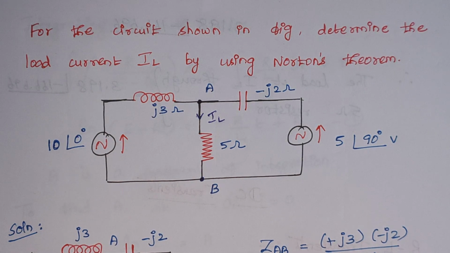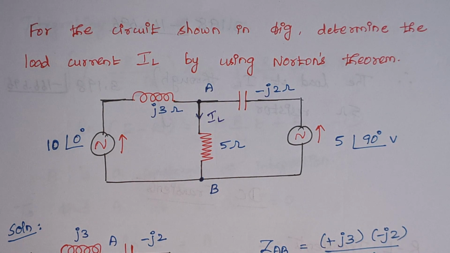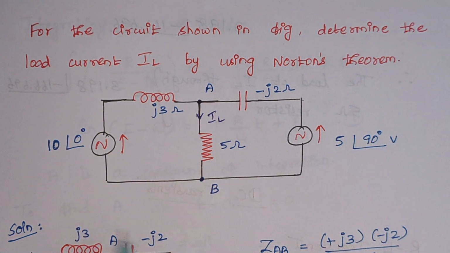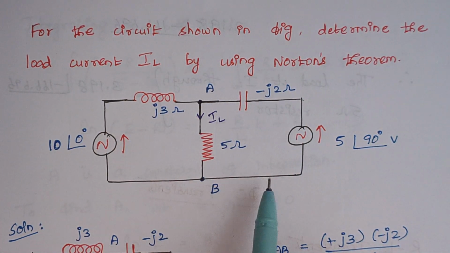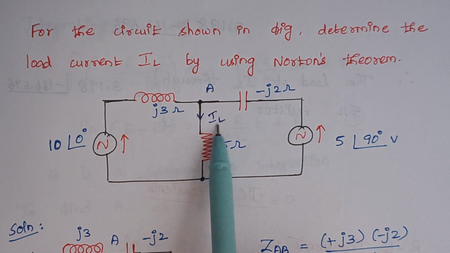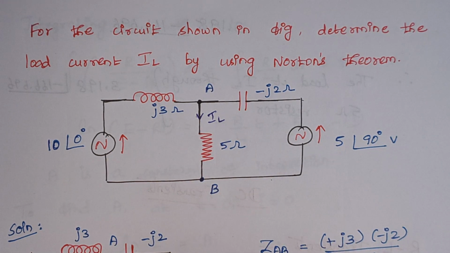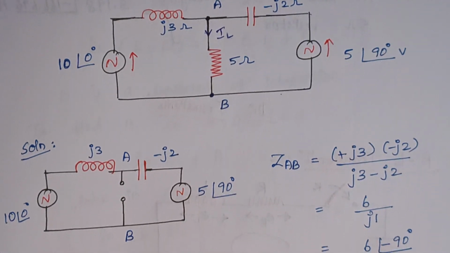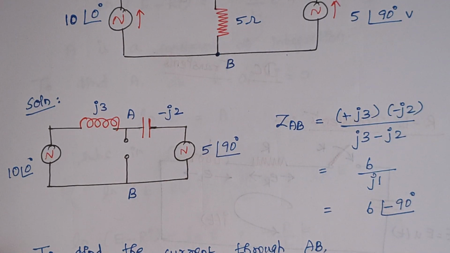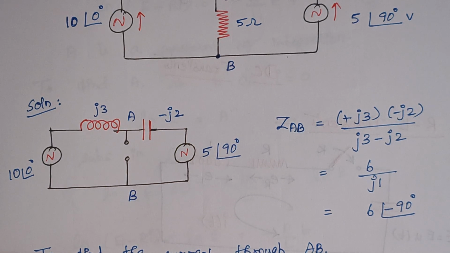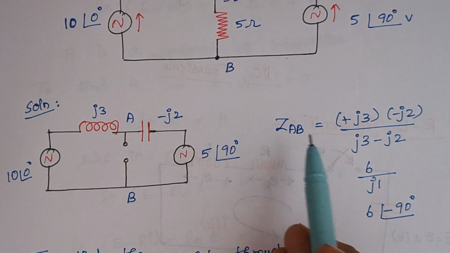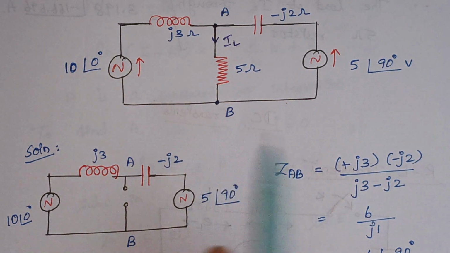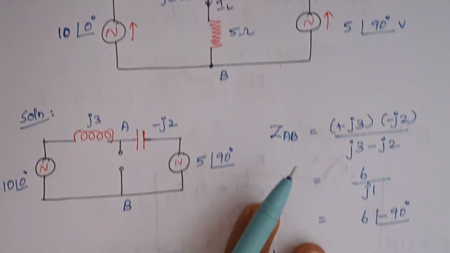The next problem is, for the circuit shown in figure, determine the load current IL by using Norton's theorem, right? So this is the given circuit diagram. So this is your IL, right? So as usual, for Norton's theorem, the first step is we have to find the short circuit current, right? But here I have started with finding impedance, okay, let it be. So for calculating impedance, you have to remove this load resistance. So here the 5 ohm is removed here.